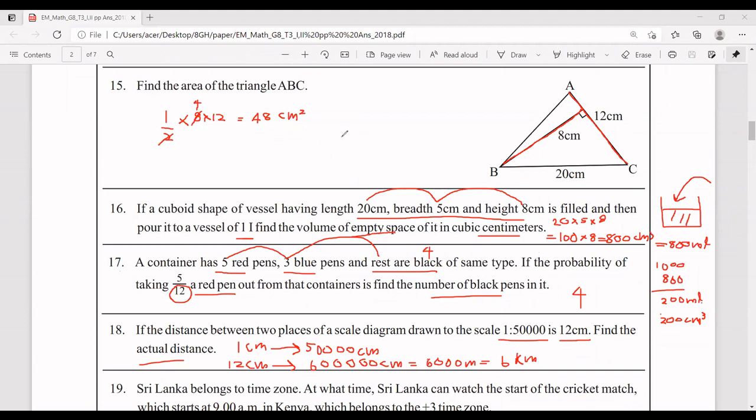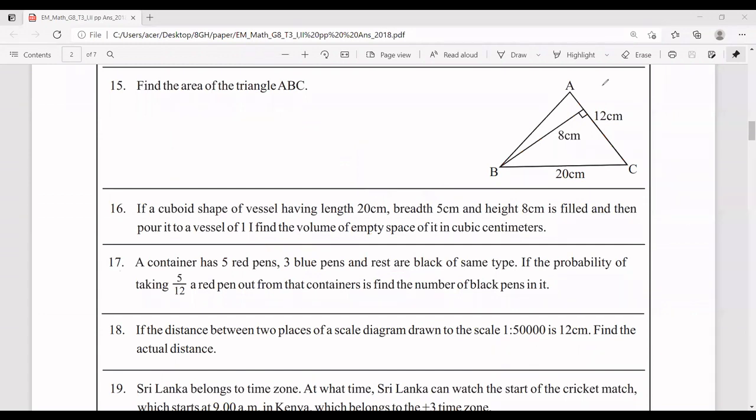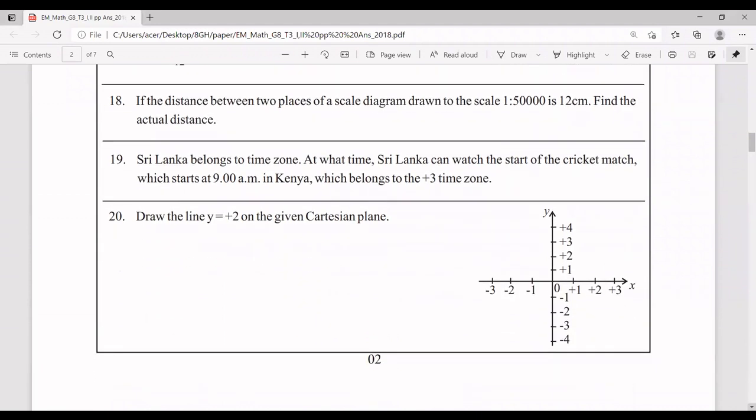Now let's move to the 19th problem. Sri Lanka belongs to the time zone, here they have not given that. Which time zone does Sri Lanka belong to? Plus 5.5. Yes, the plus 5.5 time zone. At what time can Sri Lanka watch the start of a cricket match which starts at 9 a.m. in Kenya, which belongs to the plus 3 time zone.